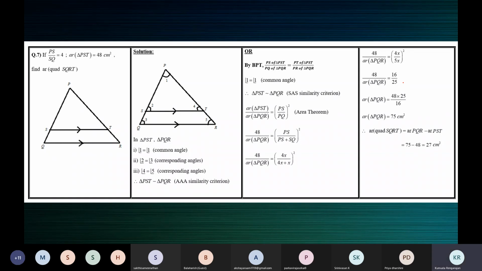Very simple. Whenever you see area, it is the area theorem. For that, the triangles have to be similar. You can prove the triangles are similar in two ways: AA, AAA or SAS. Once they are similar, the ratio of the areas is equal to the square of the ratio of their corresponding sides. So fill in all the information given. You get the area of the big triangle. The area of the big triangle minus the area of the small triangle will give us the area of the quadrilateral SQRT.